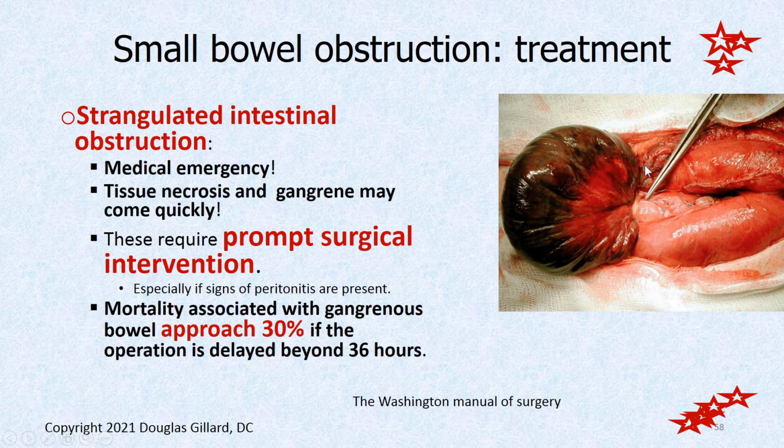Here is another bowel that was strangulated, and you can see it's all gangrenous. There's no way this would have fixed itself, so surgeons will have to basically cut the intestine here, get rid of all this, and sew those two ends together. Okay, simple as that.